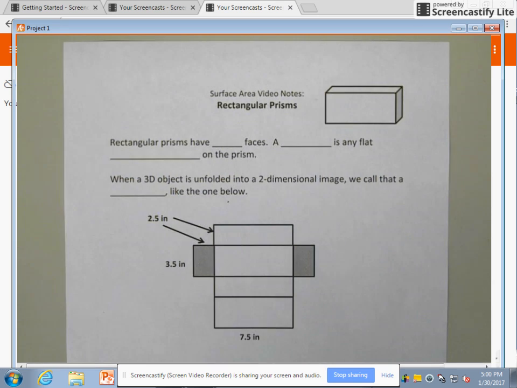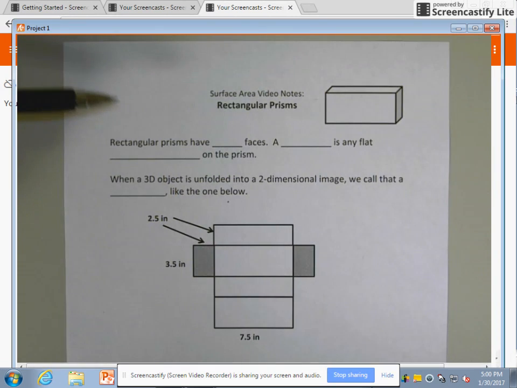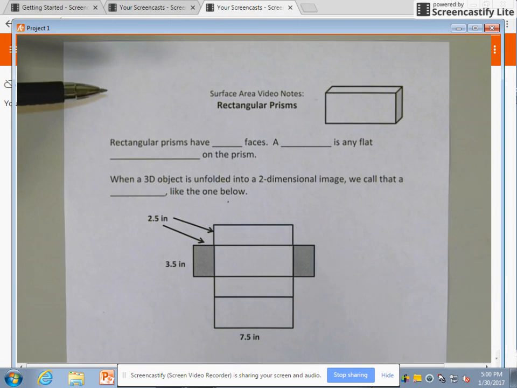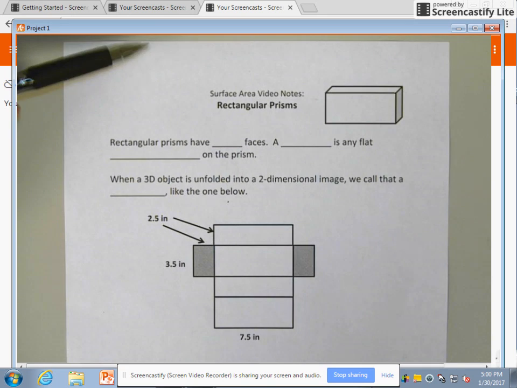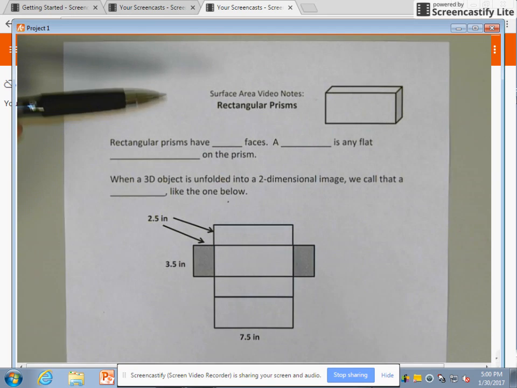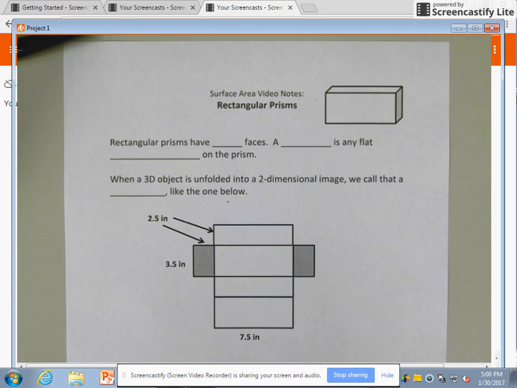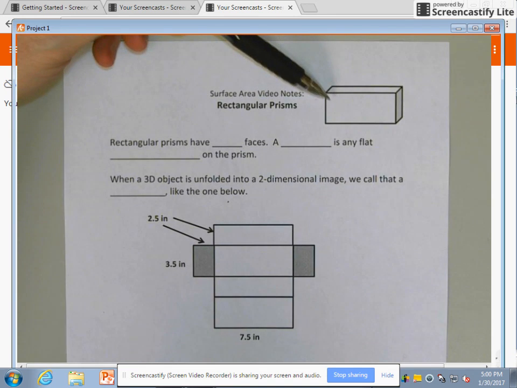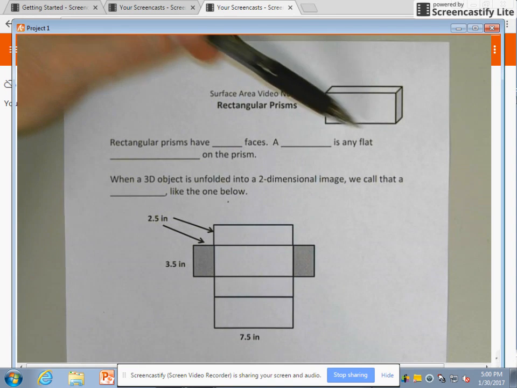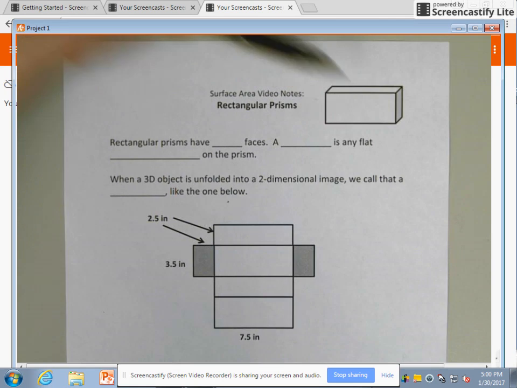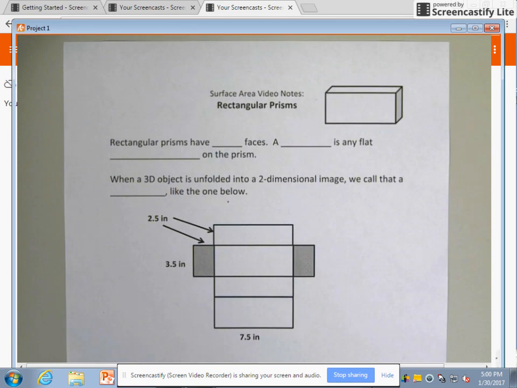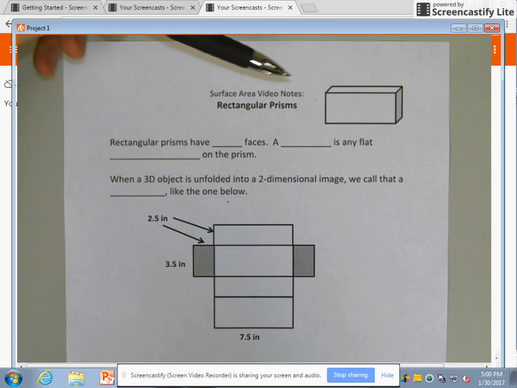All right, my friends, you probably have recognized by my voice that I am not Miss Turner, but I'm going to do my best to try to help us discover some things about rectangular prisms. You probably recognize this shape from last year. In sixth grade, you should have had an opportunity to work on volume of a rectangular prism.